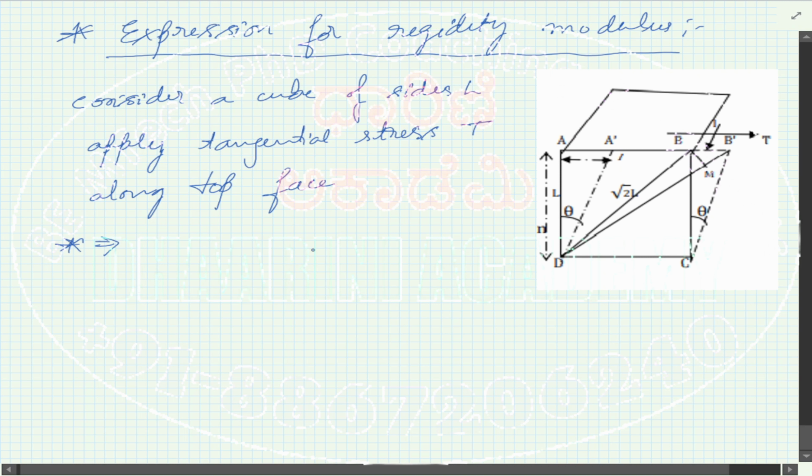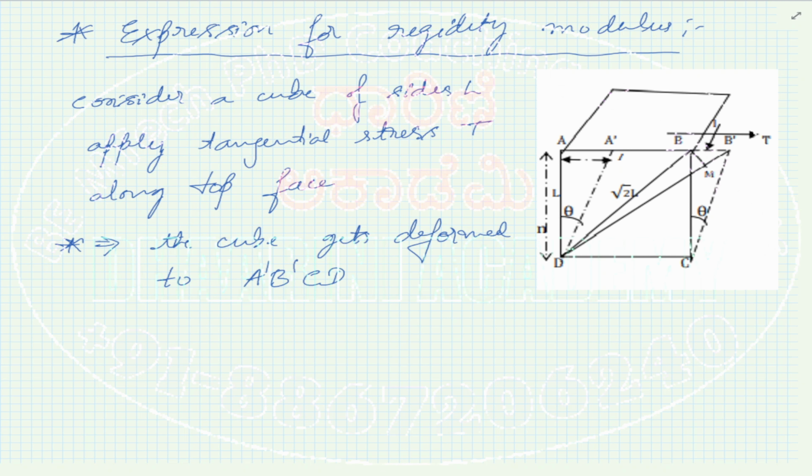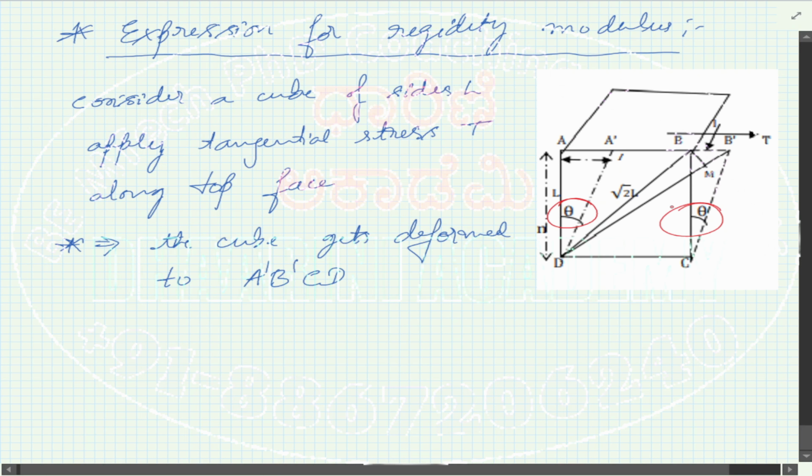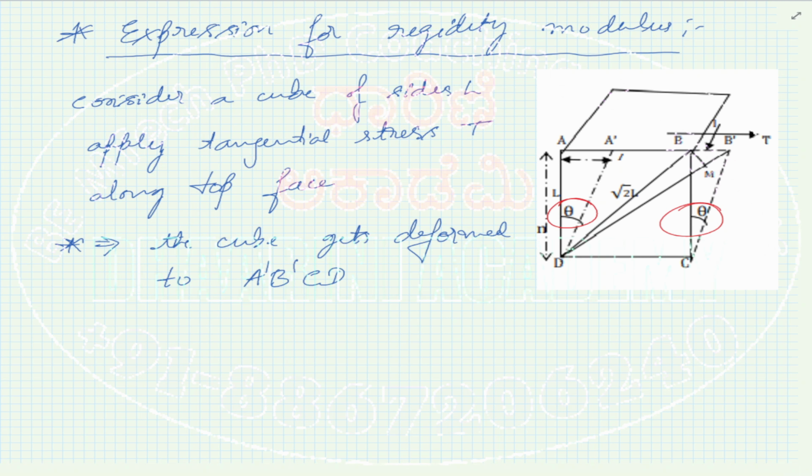All right, so we'll write another point here. This implies the cube gets deformed to A dash, B dash, C, D. CD is still the bottom, it is not changing, but we know that A and B will move to A dash, B dash respectively. Now we have marked two angles theta over there, one here and one here. They are the same, both are equal. So we can try to find this value theta now.